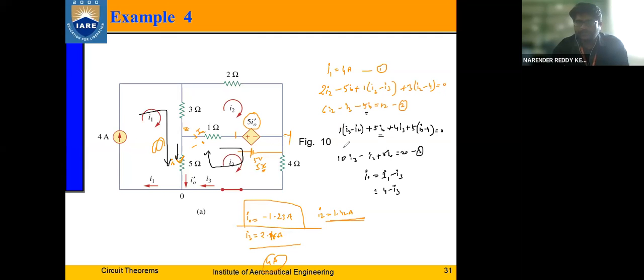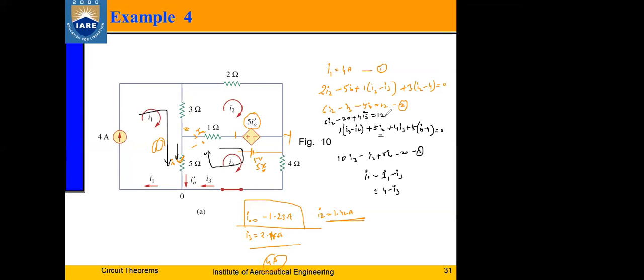Now equation 2 has to be modified. What's the modified equation for 2? This value remains the same, 6I2 minus 5 into I naught, right? So 5 4s are minus 20, and I3, minus of minus, you write it as plus 5I3, and I already have minus I3, so I write it as 4I3. That is equal to 12. Is that okay? Yes, sir.